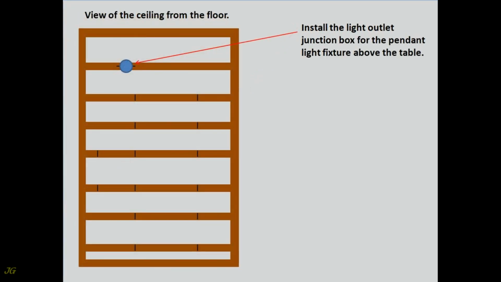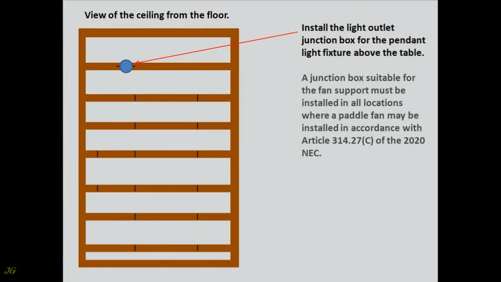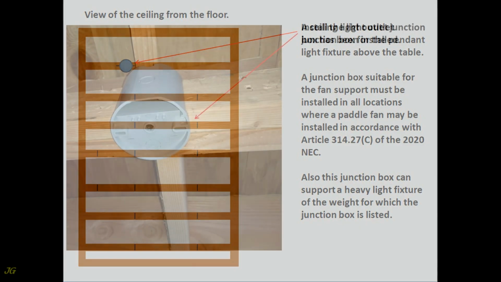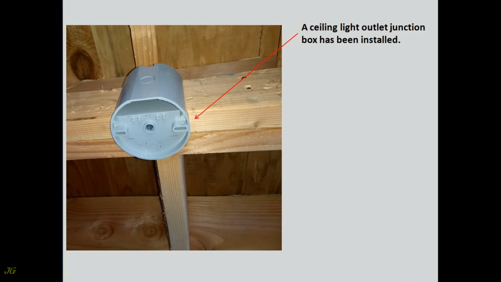Install the light outlet junction box for the pendant light fixture above the table. A junction box suitable for fan support must be installed in all locations where a paddle fan may be installed, in accordance with Article 314.27(C) of the 2020 NEC. Also, this junction box can support a heavy light fixture of the weight for which the junction box is listed. A ceiling light outlet junction box has been installed.